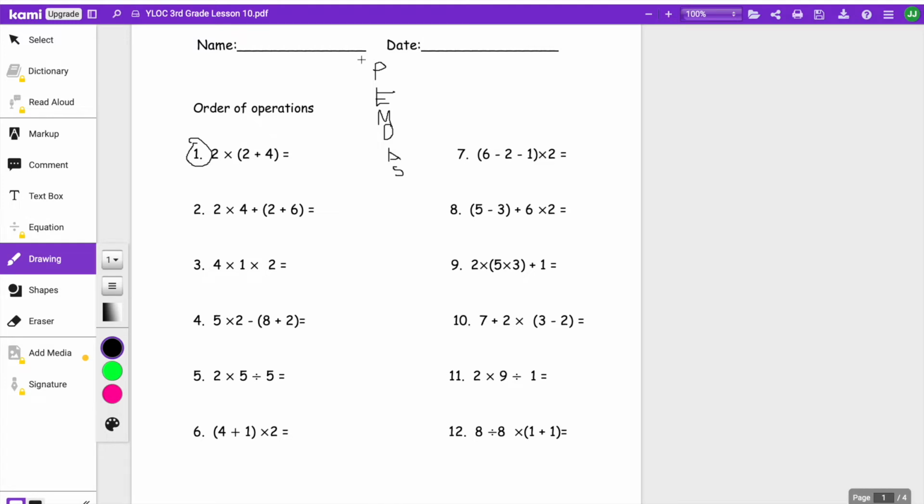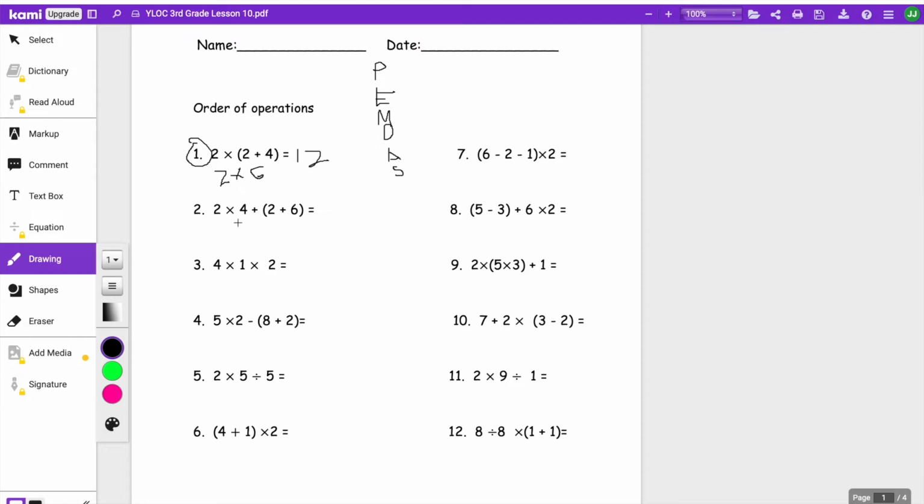Well, the first thing here is parentheses. Is there any parentheses? Yes, there is. 2 plus 4, that's in parentheses. So 2 plus 4 is 6. So now your equation is 2 times 6. And well, 2 times 6 is 12. So your answer should be 12.